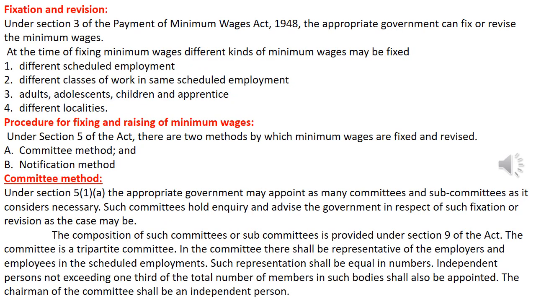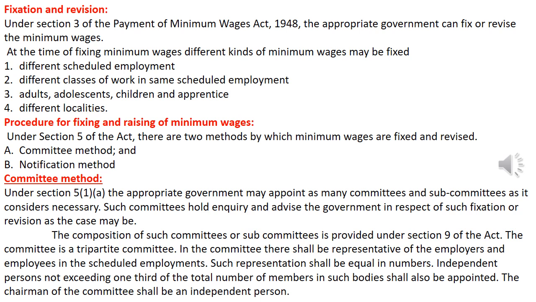So, how is the fixation and revision of minimum wages done? Under Section 3 of the Minimum Wages Act 1948, the government can fix or revise the minimum wages. At the time of fixing minimum wages, different kinds of minimum wages may be fixed, like for different scheduled employments, different classes of work in the same scheduled employment, adults, adolescents, children, apprentices, and different localities. All these are considered as a basis.